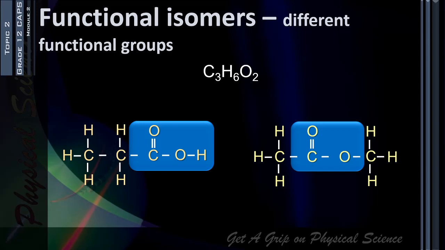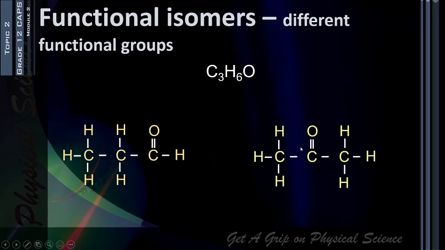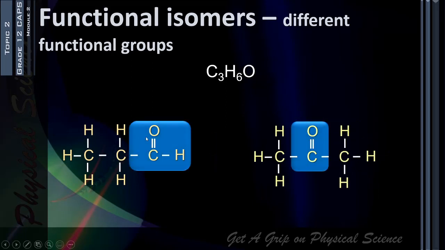to see if you can find a carboxylic acid and an ester with the same molecular formula. If you can't find a carboxylic acid and an ester, try to find an aldehyde and a ketone, because aldehydes and ketones also have the same molecular formula but different functional groups. So aldehydes and ketones can also be functional isomers.